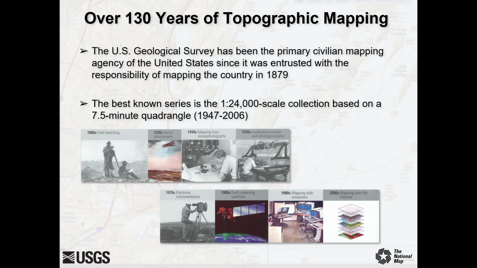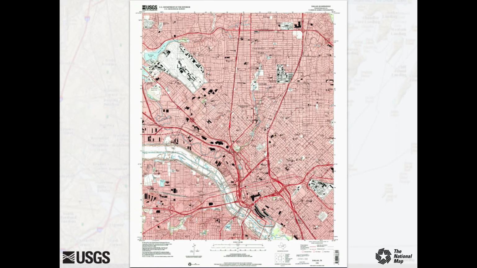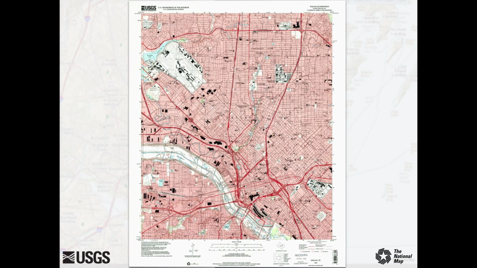The US Geological Survey was entrusted with the responsibility of mapping the country in 1879 and has been the primary civilian mapping agency of the United States ever since. The USGS has been generating topographic maps in a number of scales corresponding to different regional and national grids beginning in the 1880s. Probably the best known of these is the 1 to 24,000 scale map based on the 7.5-minute quadrangle. This map series was completed in 1991 and was sporadically updated through 2006. The 1995 Dallas, Texas map seen here is a modern example of the 1 to 24,000 scale map series.